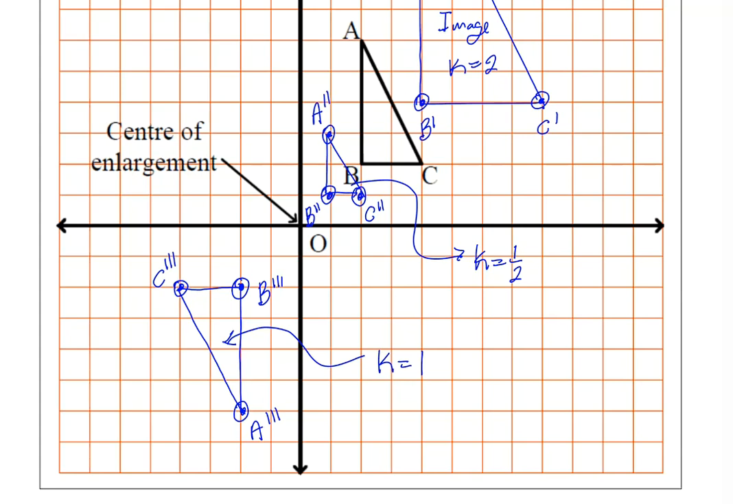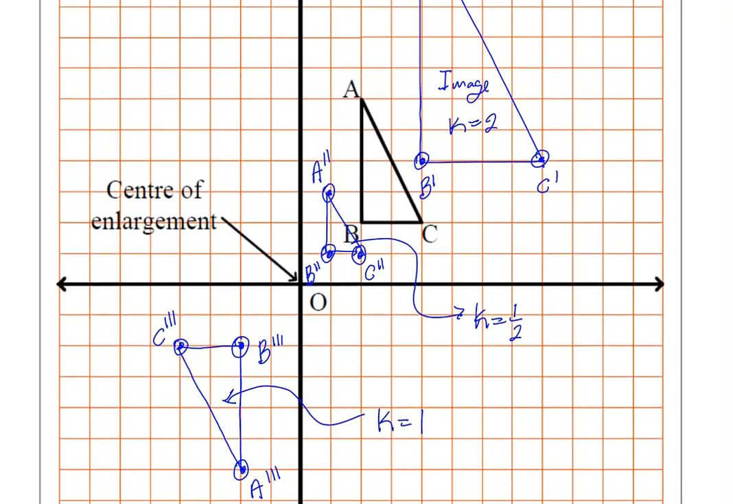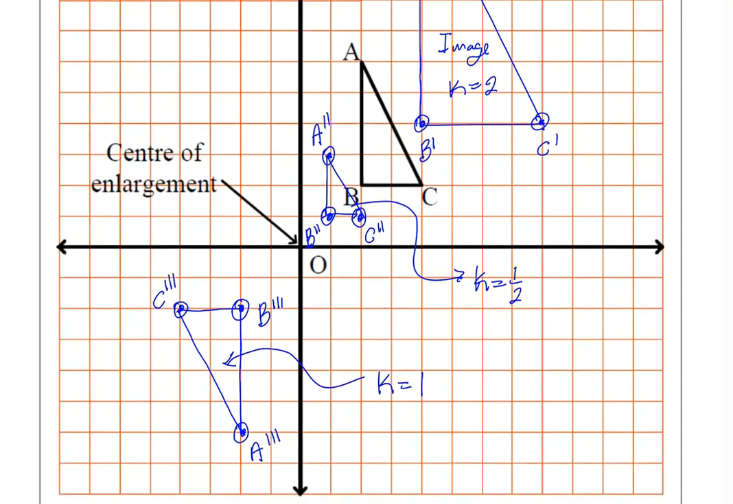All right, so some points to note. When K was more than 1, the image got larger. When K was less than 1, the image got smaller. When K is equal to 1, the object and image are the same size.